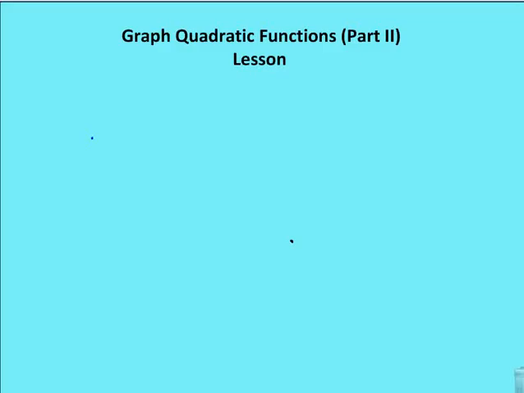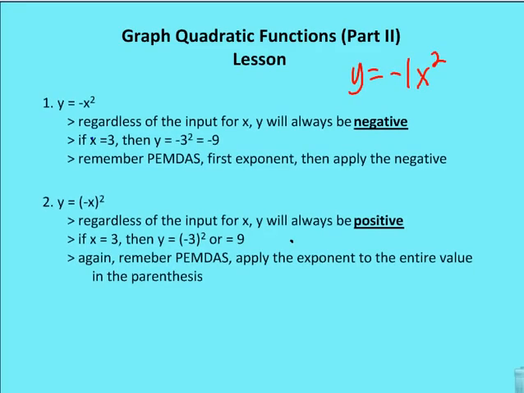In this edition of Aughton Math, we're going to talk about graphing quadratic functions. And this is the second of two lessons on graphing quadratic functions. Okay, so a couple things that I wanted to let you know about.